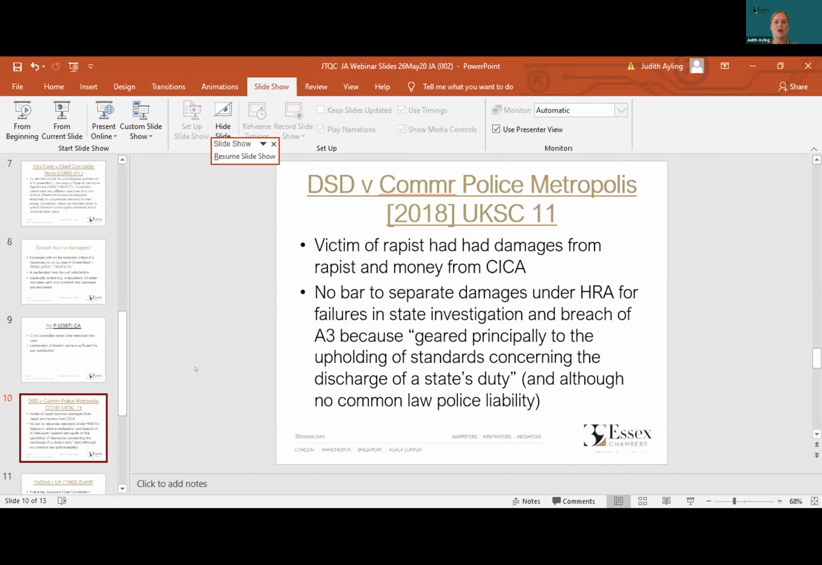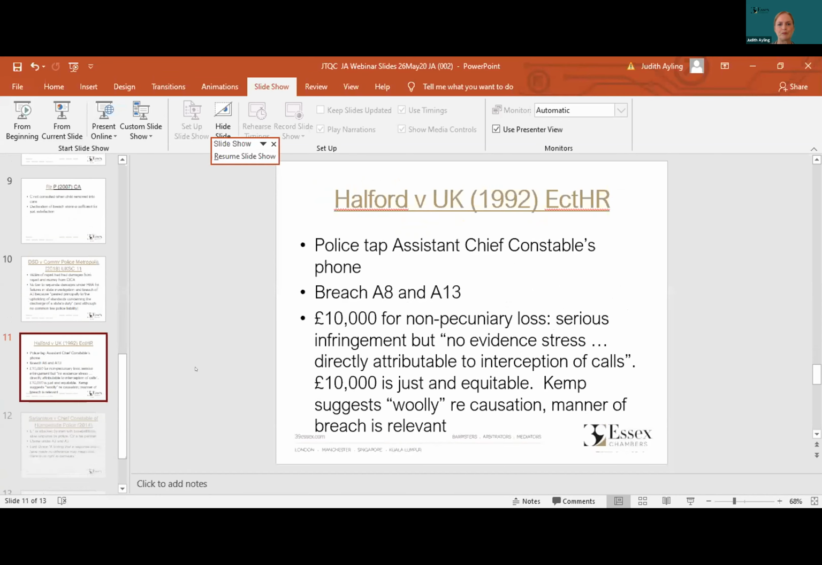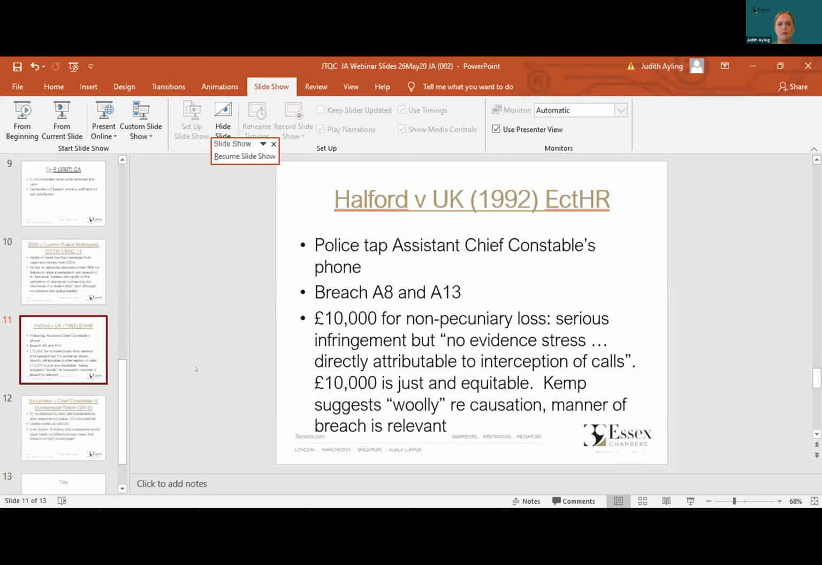So that's an example where you could argue, it was argued that there'd been just satisfaction, and that didn't get the police anywhere. Just looking at Halford, I'm running short of time, so I'm just going to skip over this very quickly. The claimant in that case, it was a phone tapping case. The Assistant Chief Constable's own phone was tapped by the police. She did get damages for that, but less than she might have done because it wasn't absolutely clear what or how the police's phone tapping had led to the stress that she'd suffered.